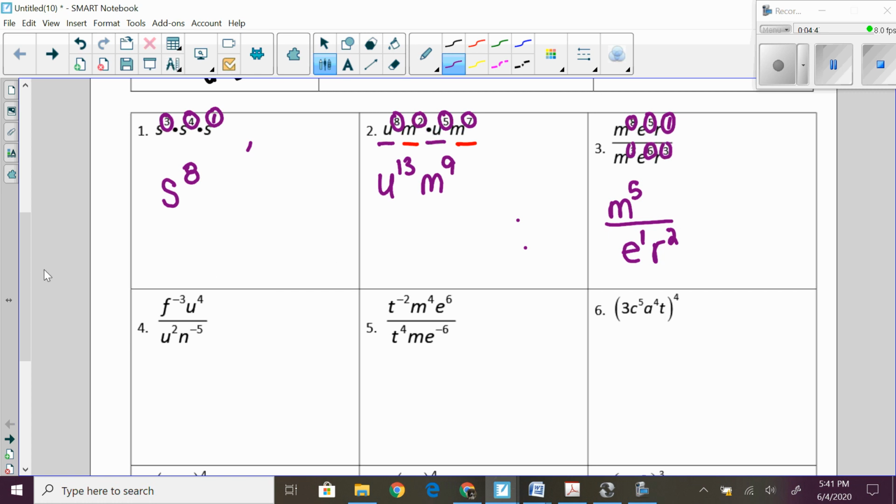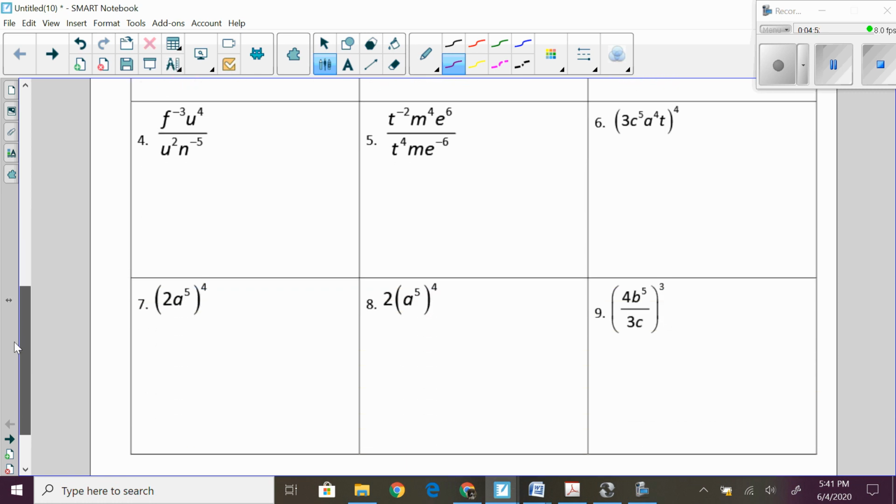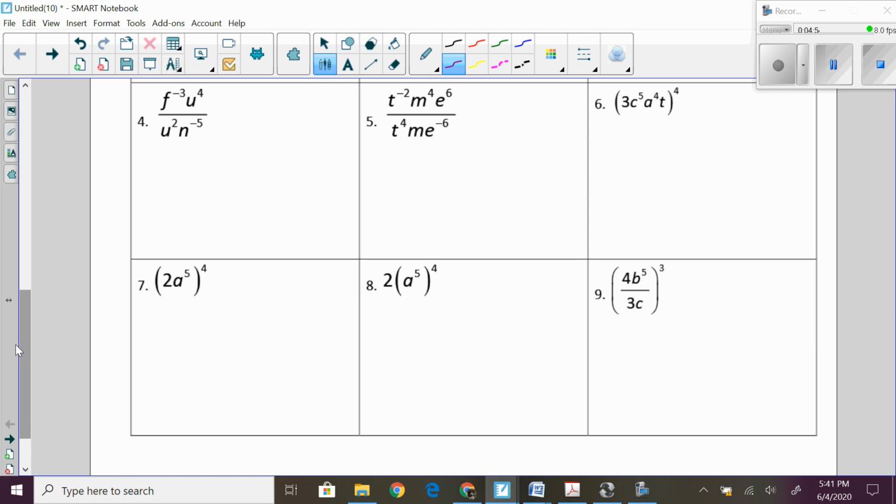Okay, a problem like number 4, very, very similar. What I want you to notice is that there's nothing to simplify the f with, so I'm going to leave the f to the negative 3rd where it is for the time being. I have u to the fourth over u squared, which means I have a u in the numerator. 4 minus 2 is 2. And then there's nothing to simplify the n with, so I'm left with n to the negative fifth in the denominator.